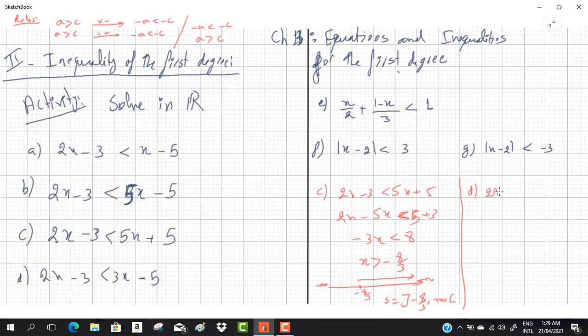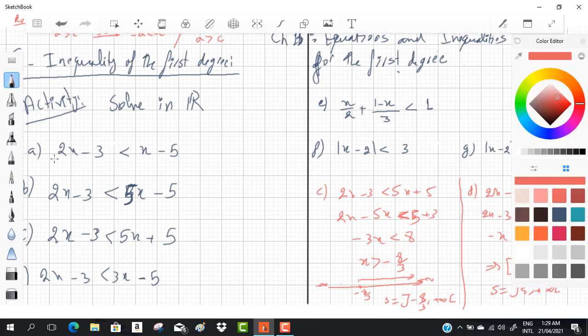Part D, 2x minus 3 less than 3x minus 5. 2x minus 3x less than minus 5 plus 3, minus x less than minus 5. If you want to multiply by a minus, okay, to eliminate the minus or simplify by a minus, you will obtain x is greater than 5. And if you represent this solution on a numbered line, you will find the solution as 5 to plus infinity as an interval.